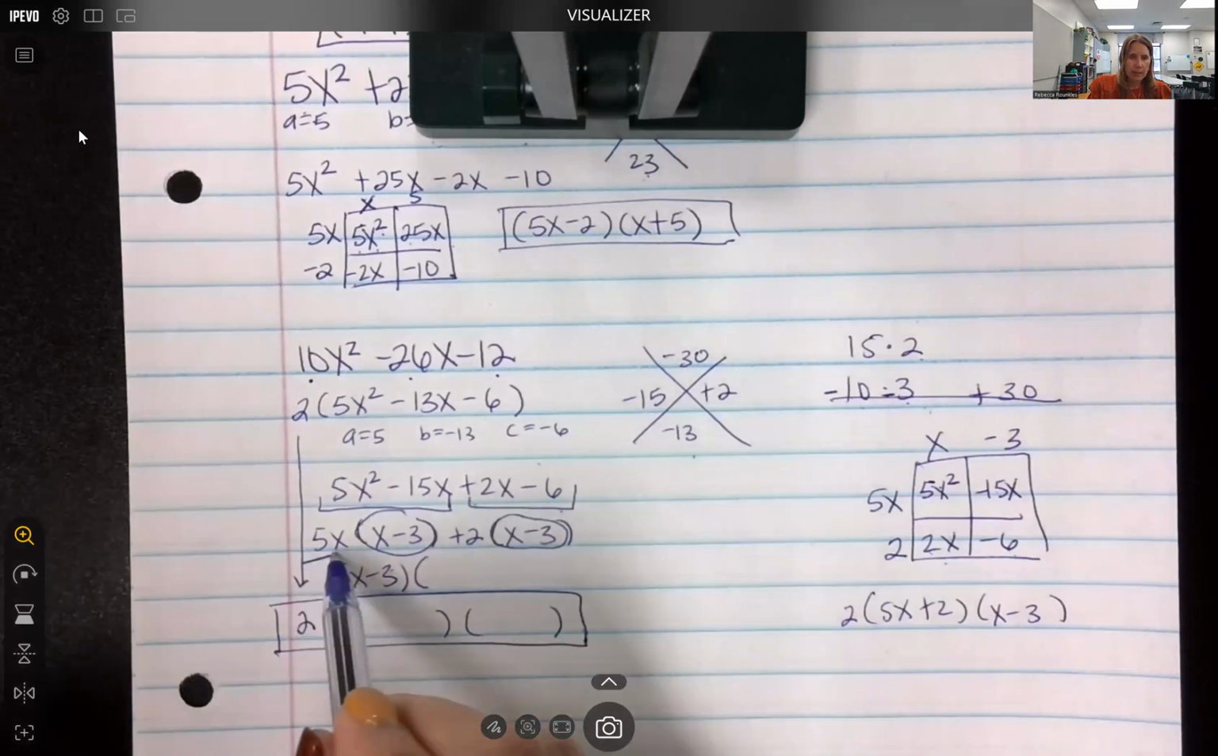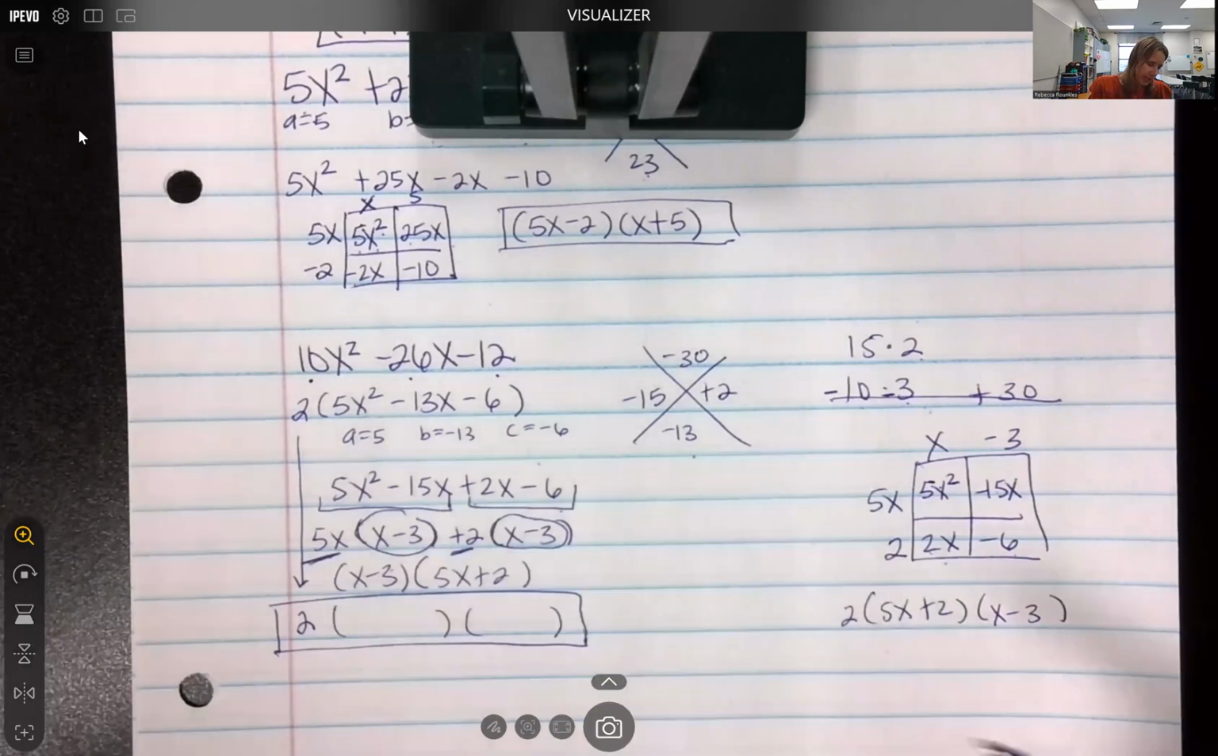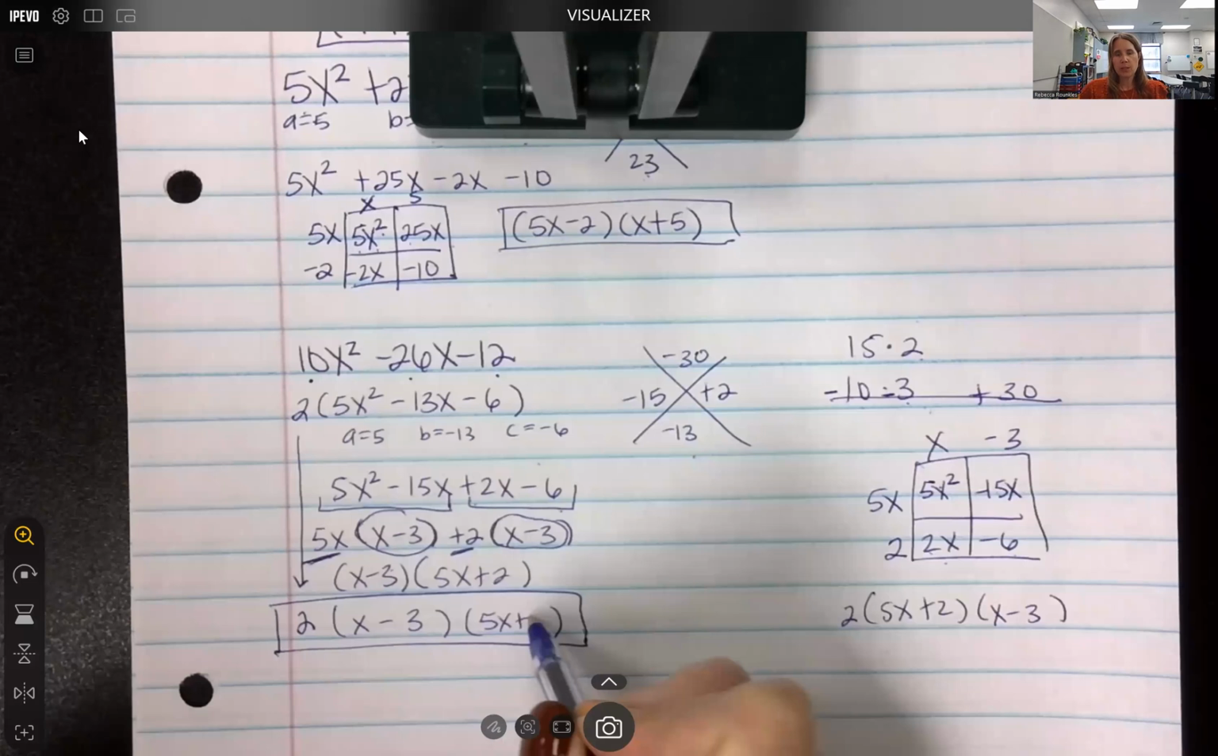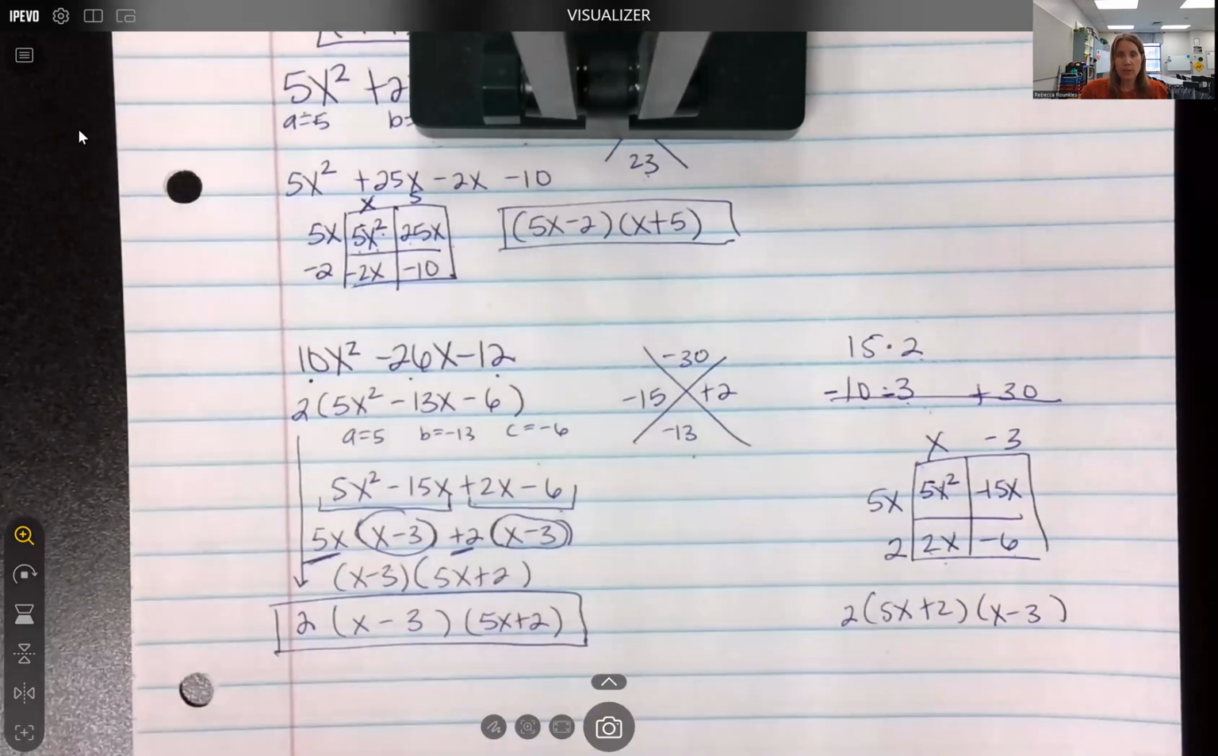Okay, and then writing it all together with our GCF, we're going to have 2 times x minus 3 times 5x plus 2, okay? And that is going to be how we do those factoring problems on the review. And let me or your teacher know if you have any questions.